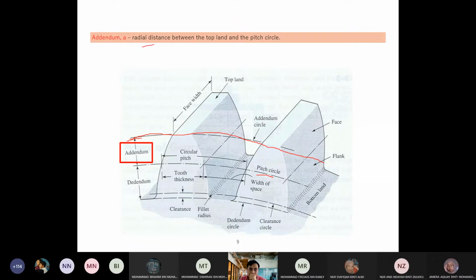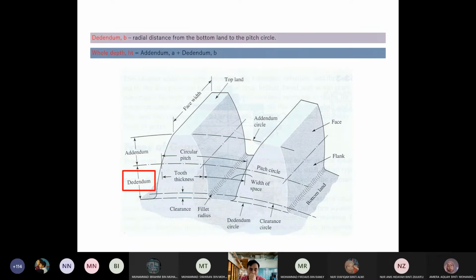That's why it is the radial distance between the top land and the pitch circle. We have an addendum which is coming from the pitch circle ke bawah, selepas addendum ke bawah sampai kepada bottom land, so we have the dedendum. Half of the teeth lah basically. The first half we call addendum, the second half we call dedendum. We also have the whole depth, which is addendum plus dedendum, ataupun kita panggil dia sebagai tinggi of the teeth gear tu lah. Call it the whole depth.